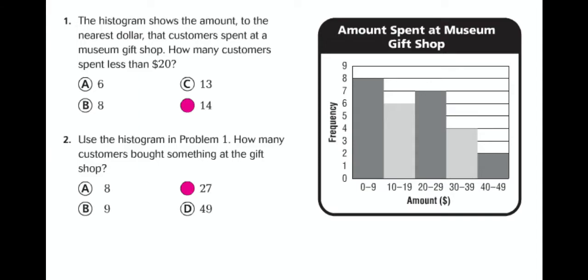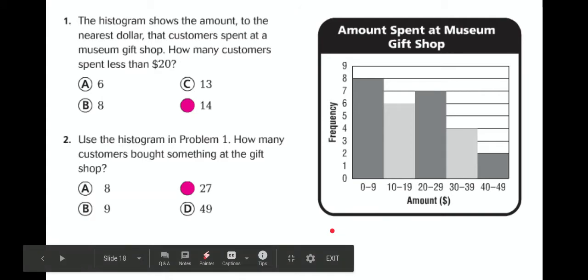And finally, you have your museum gift shop. How many customers spent less than 20? That would be these 2 frequencies right here. So you have 8 in the 0 to 9 interval, and you have 6 in the 10 to 19 interval. 8 plus 6 is 14. This interval would not count because it's less than 20. Everything here is equal to or greater than 20, and same with these. These are both way bigger than 20.